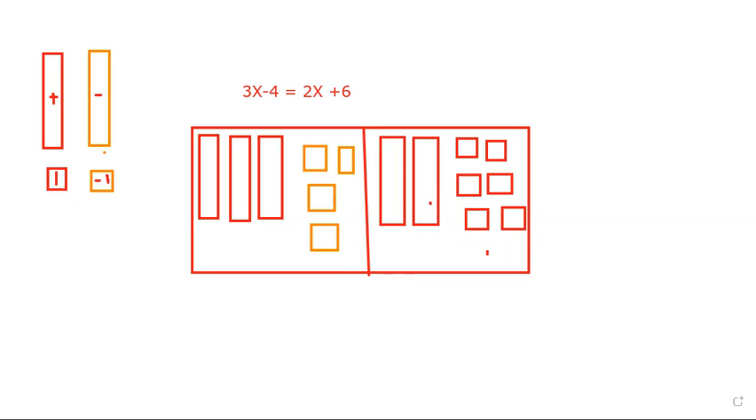Now, if I want to answer this question, I have two sides, right? I have 3x on the left side, and 2x on the right side. Can anyone tell me how we can solve this equation now? If I have the algebraic tiles on both sides like this, how can we answer it? Can anyone suggest the answer?